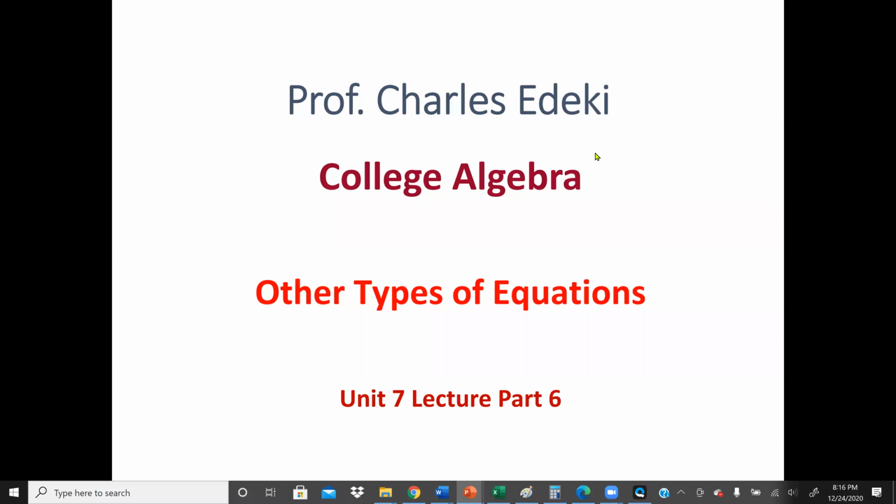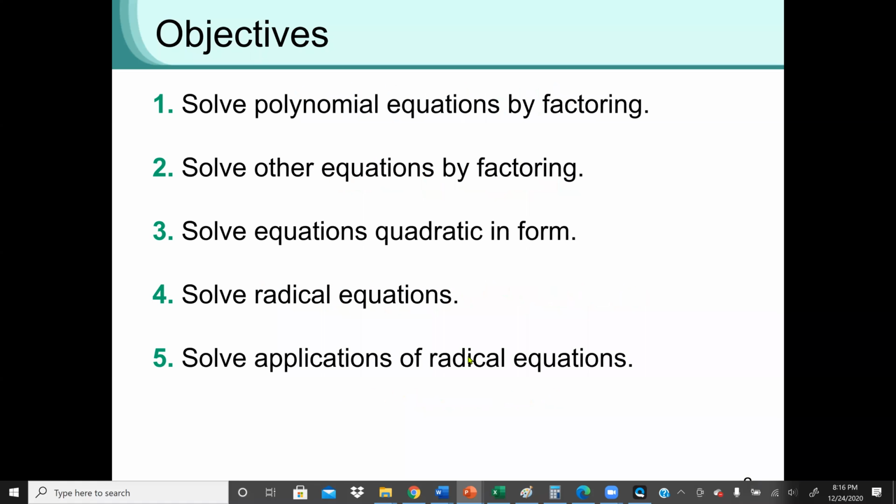Again, welcome to College Algebra. In this session, we're going to talk about different types of equations and how to solve a problem using them. So our main objective is solving polynomial equations by factoring, also solving other equations by factoring, solving equations quadratic in form, and also radical equations, and solving applications of radical equations.